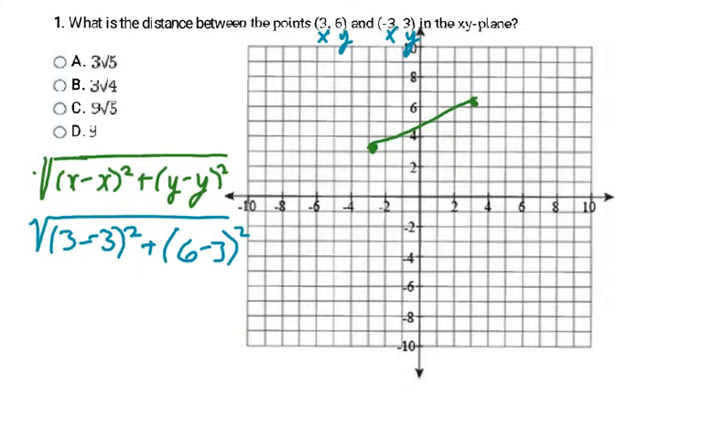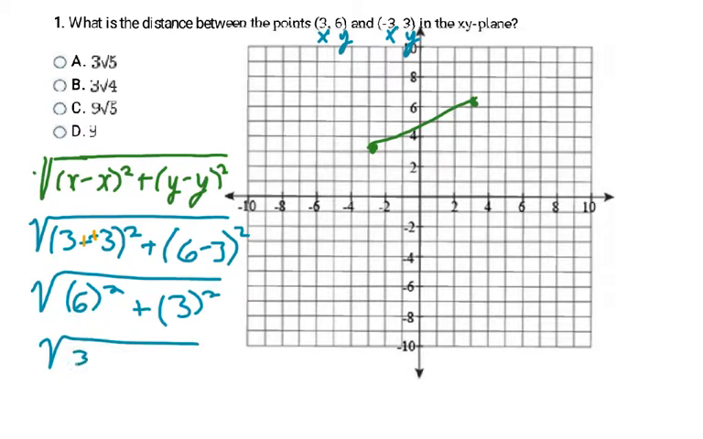You can do 3 minus a negative 3 in your calculator, that's fine too. Or you can know that if you subtract a negative, that's the same as adding. So this is going to be 6 squared plus, and then 6 minus 3 is 3, so 3 squared. My next step is to square those 2 numbers, so 6 squared is 36, and 3 squared is 9. Then I take 36 plus 9, which is the square root of 45.